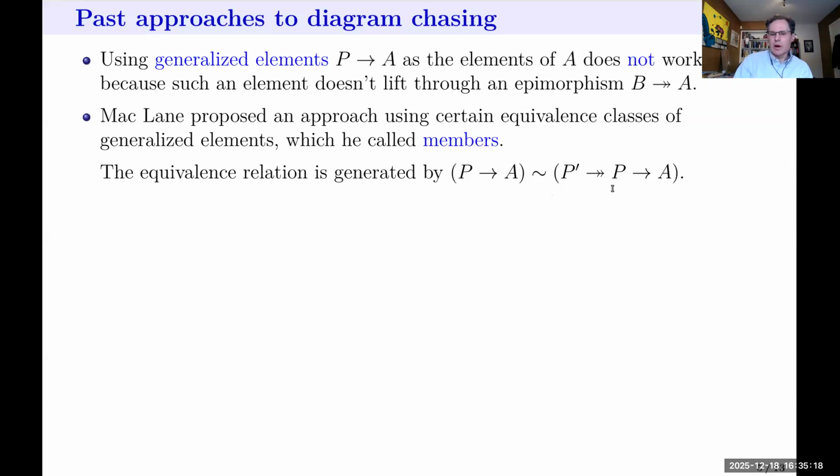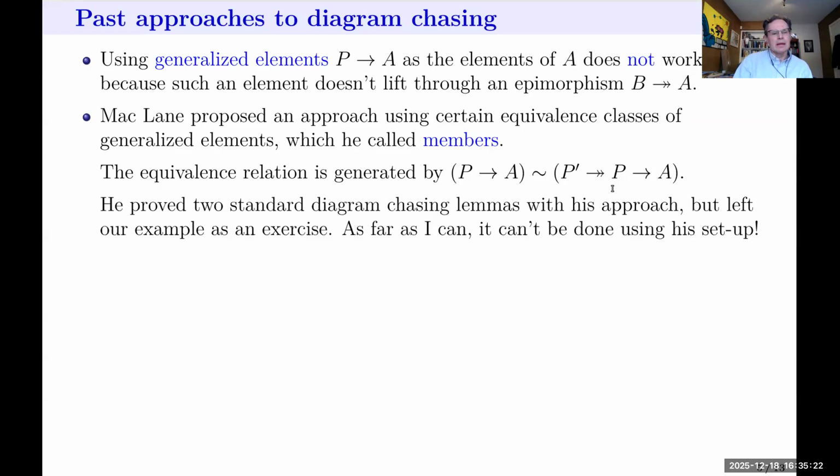And I'll show you on the next slide why that equivalence relation is very nice. He showed in his book that you can prove two standard diagram chasing lemmas. But the one that we just proved, he left that as an exercise in that section of his book. And I don't think it can be done with his setup. There are a couple of questions online where people have discussed it and not found a solution, and I couldn't find a solution either. The issue is that we had to subtract elements and add elements in our proof.